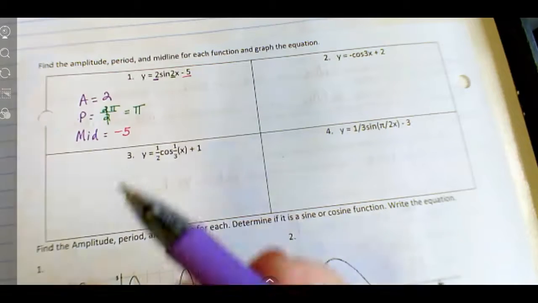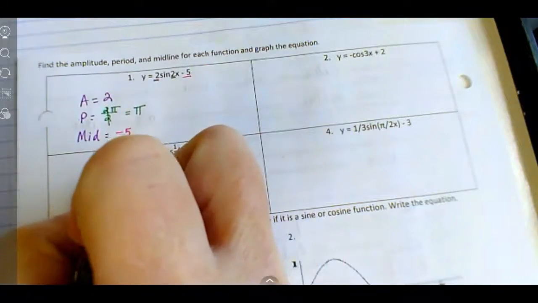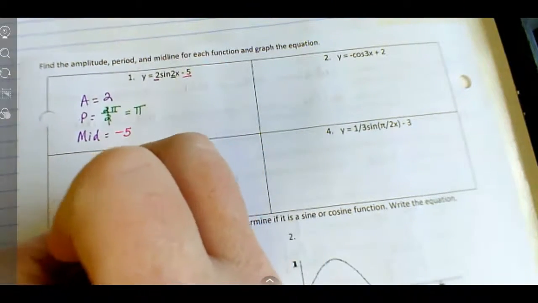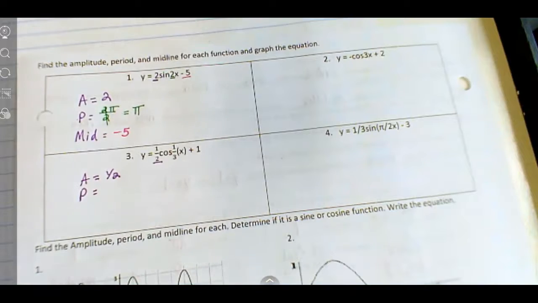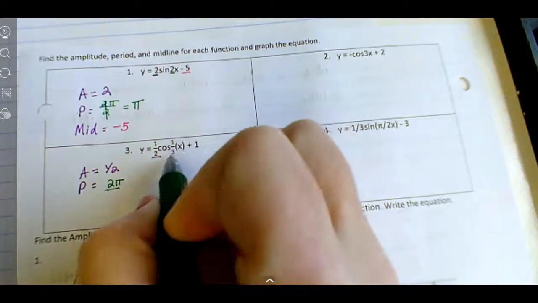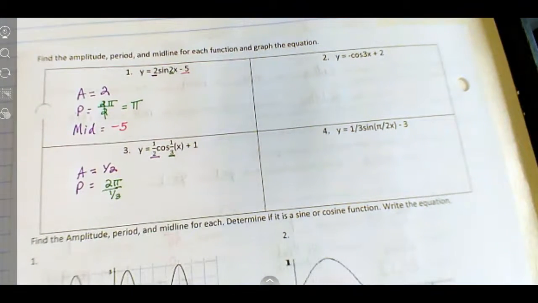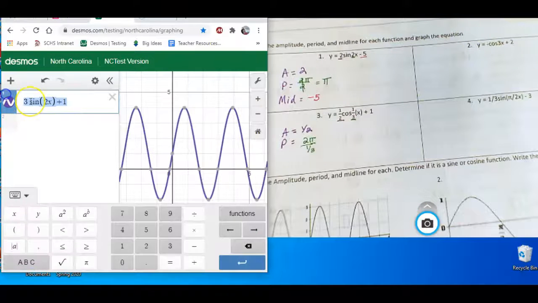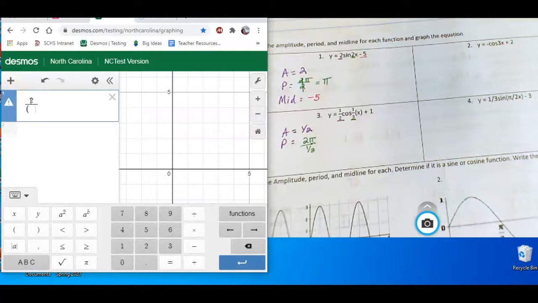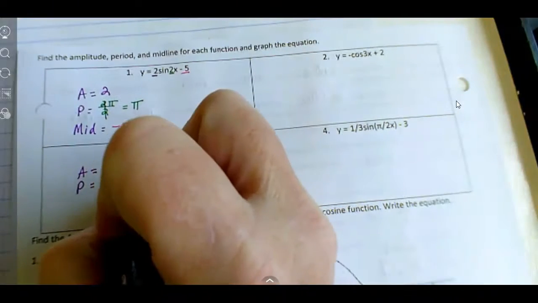Let's do one more, and then I'm going to let you try some. So let's do number 3. Amplitude is the number at the beginning. Amplitude is a half. The period is always 2 pi divided by whatever's in front of x, which is a 1/3. That one's a little bit tricky. If I were going to do 2 pi divided by 1/3, what I would do is I would do 2 divided by, and put 1/3 in parentheses like that. I'd get 6. And so this represents 6 pi.